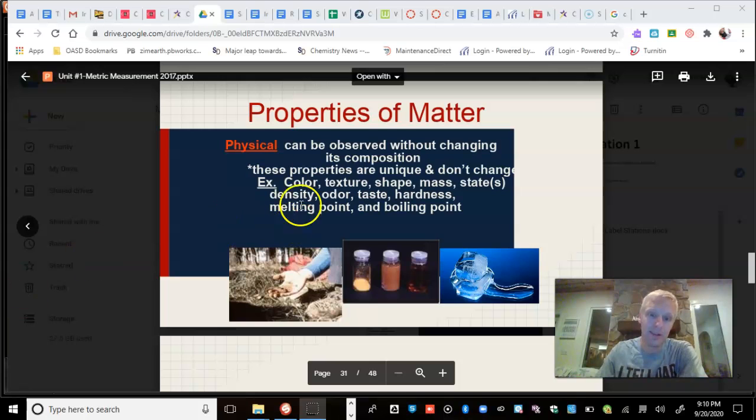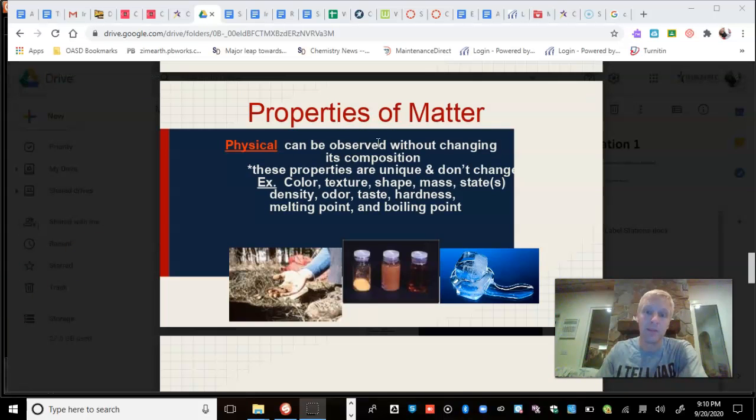Examples, as we can see in the PowerPoint, can be observed without changing its composition. So color, texture, what does it feel like? How much does it weigh, or what's the mass of it? Is it a solid, liquid, or gas? What's the density? What does it smell like? What does it taste like? Although we don't taste things in the lab. What's the hardness, melting point, boiling point? They're all descriptors. If you can just describe it by looking at it, maybe doing some experiments that don't change its composition, those would all constitute physical properties.